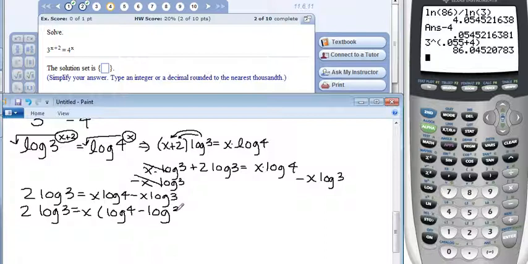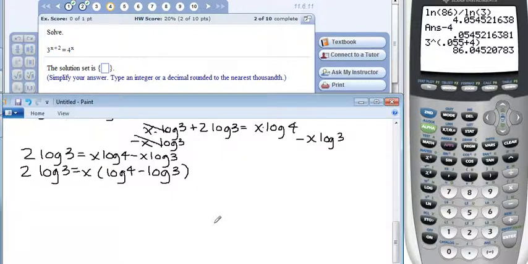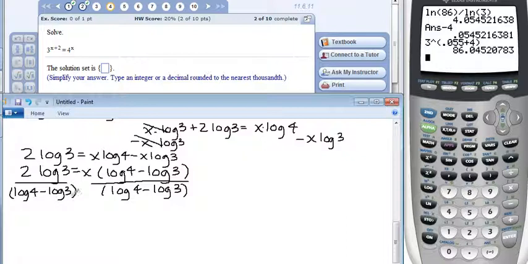And that's what I have left over, right? So now I have x times something. All right. So now I would divide by the something. Log 4 minus log 3. You knew you had to do factoring for a reason. You are not going to cancel those. Okay. So now we have x is equal to, good grief, 2 log 3 over log 4 minus log 3.